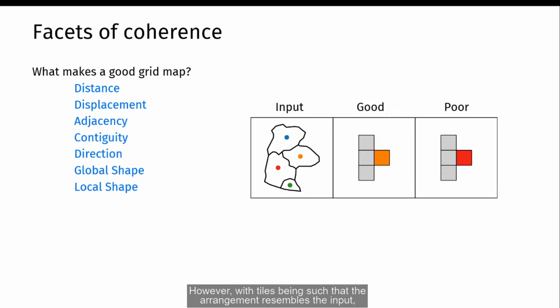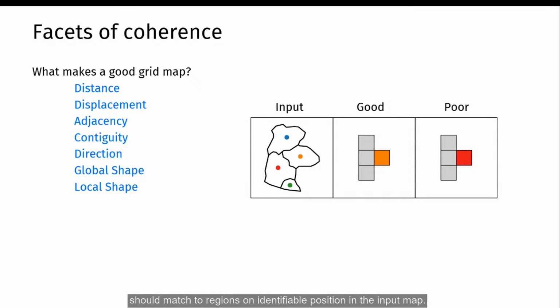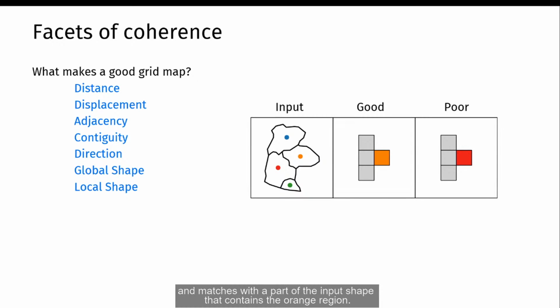However, with tiles being such that their arrangement resembles the input, we also obtain recognizable features, and thus we also need to ensure coherence with the local shape. That is, tiles that are on identifiable positions in the grid map should match to regions on identifiable positions in the input map. In our example, the rightmost tile is easily identifiable and matches with a part of the input shape that contains the orange region. Thus, we want the rightmost tile to be assigned to the orange region. Ideally, we would like to adhere to all of these facets simultaneously.